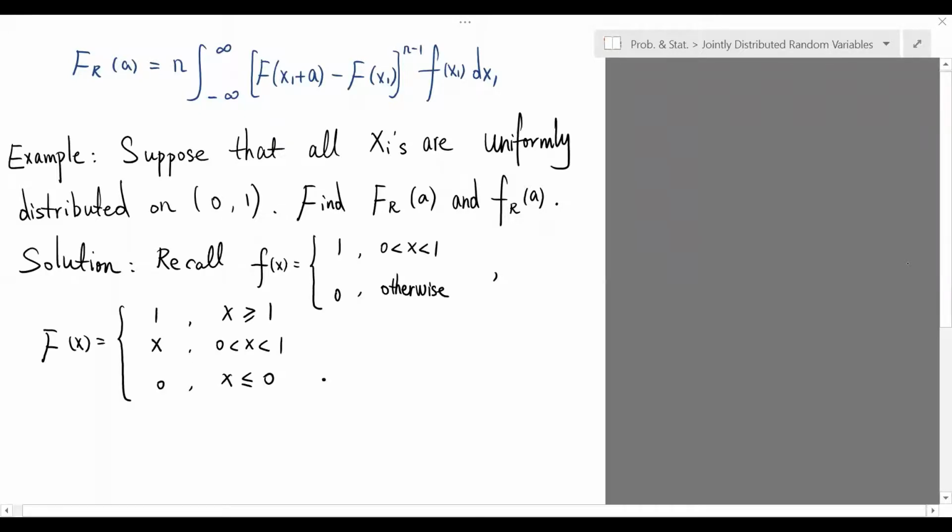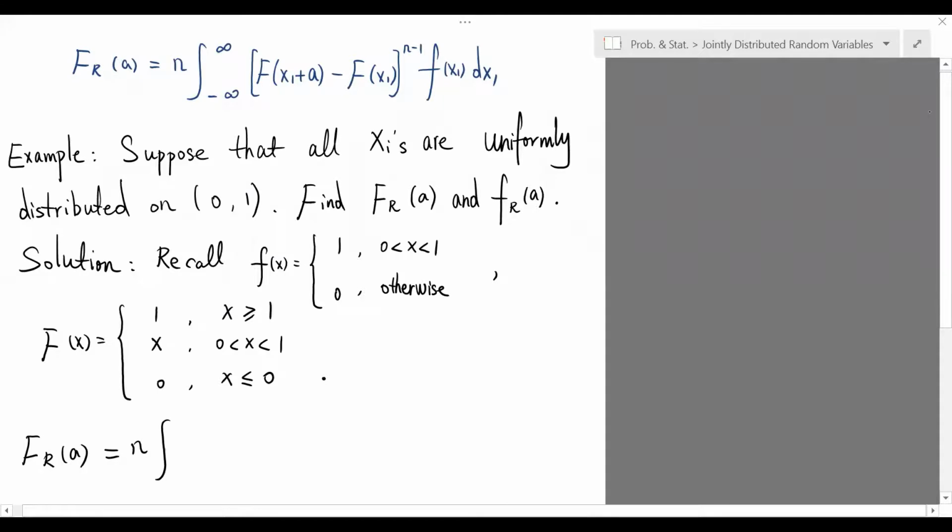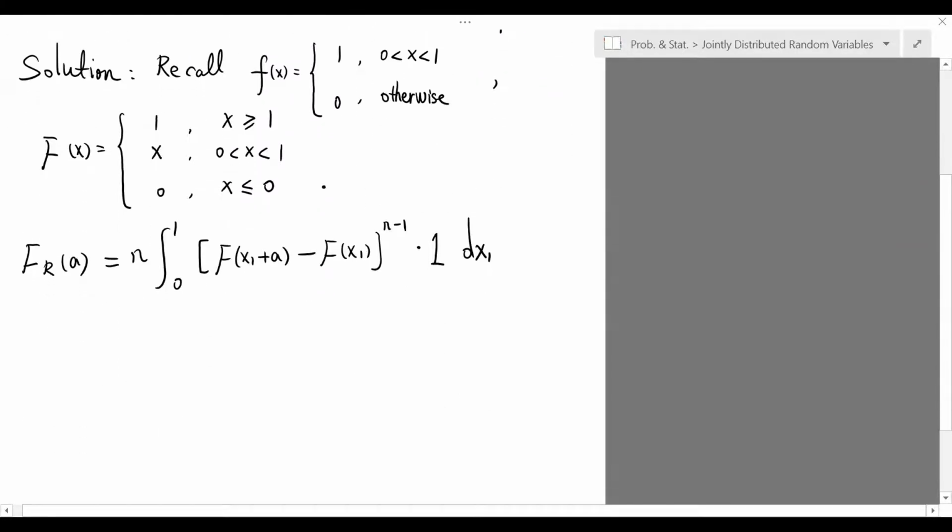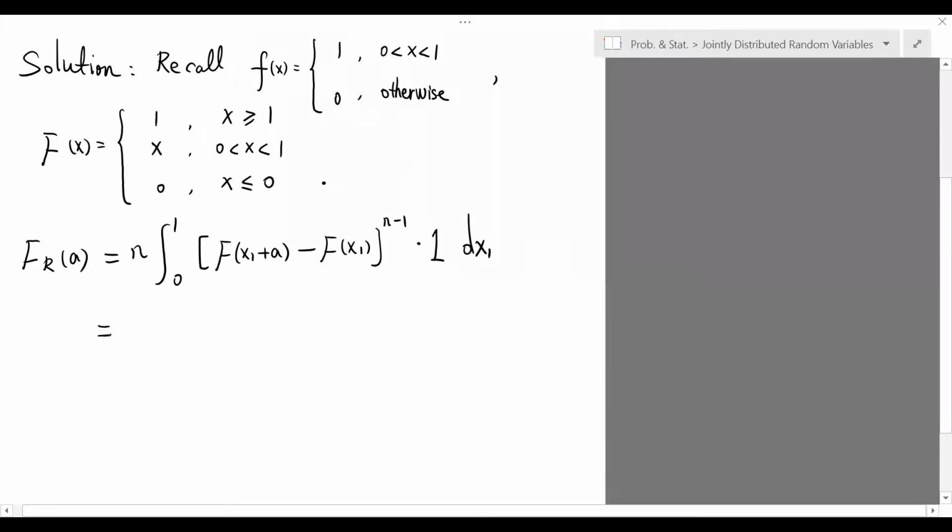Recall that the density function and the distribution function for the random variable capital X sub i are given by these two expressions. When we plug them into the general formula for the distribution function of the range, the integrand will only be non-zero in between 0 and 1 because the lowercase f is only non-zero in this region. Moreover, we can split the region from 0 to 1 into two parts.